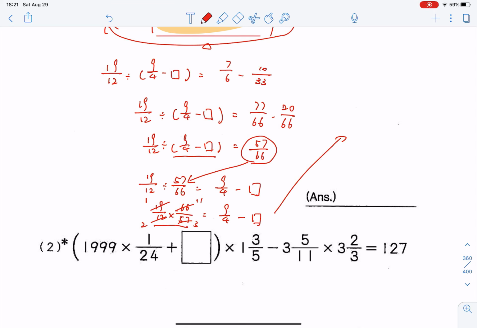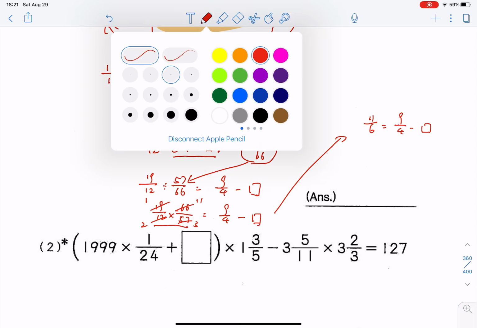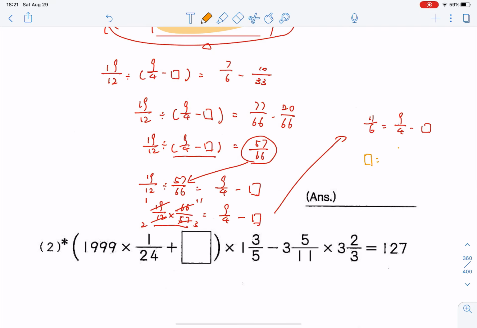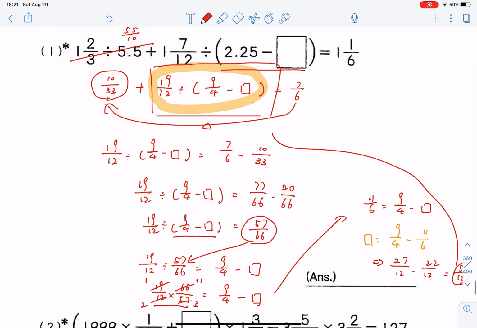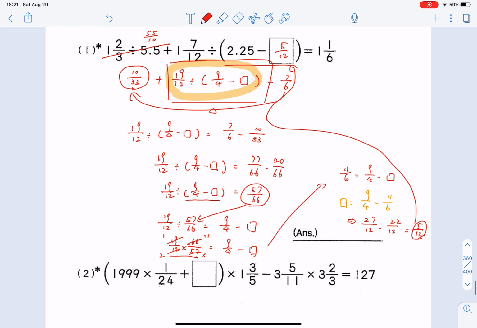So let's take everything out here. 11 over 6 is equal to 9 over 4 minus that. 9 over 4 minus the box is equal to 11 over 6. Then that also means the box is equal to 9 over 4 minus 11 over 6. So what's that? 27 over 12 minus 22 over 12, and the answer should be 5 over 12. So that's how you solve all the way through. If you put 5 over 12 into it, the whole system works. You can also verify it by yourself.